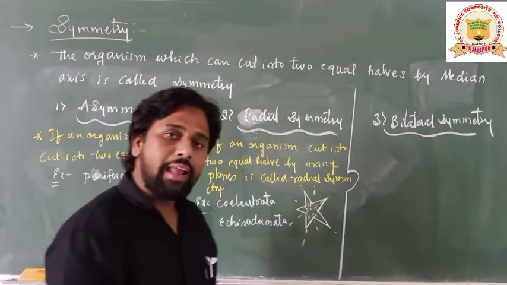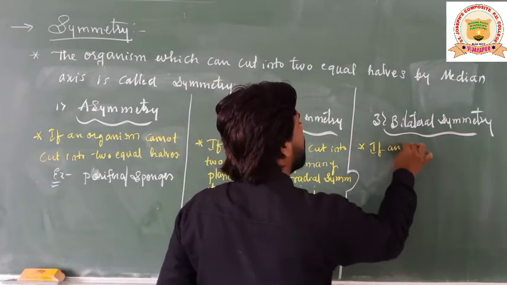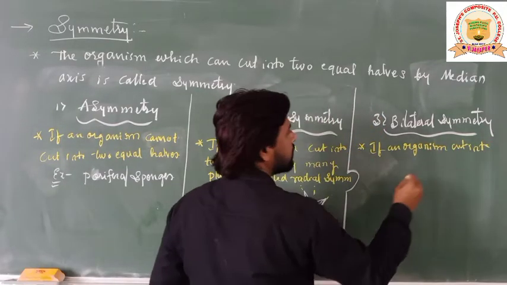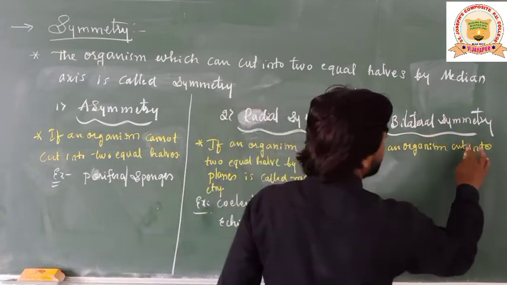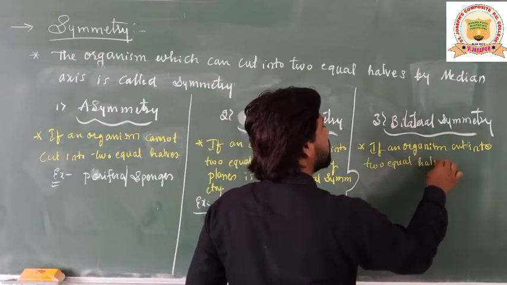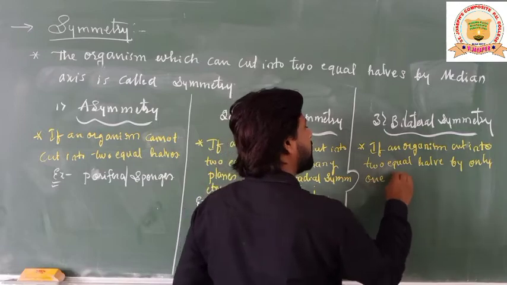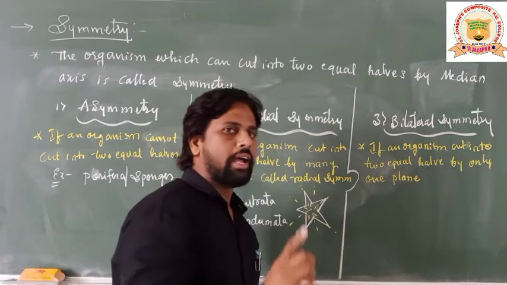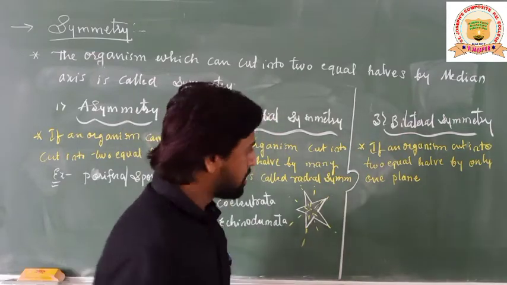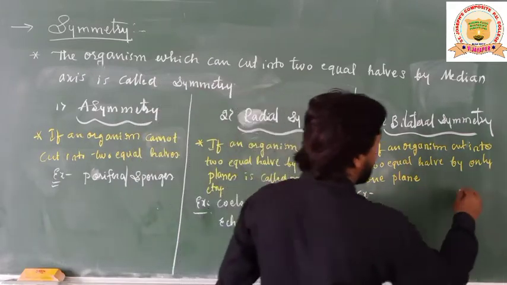Next is bilateral symmetry. Bilateral means, again the same, if an organism is cut into two equal halves by only one plane, means from only one side if you cut into two equal halves, then it is called bilateral symmetry, students. You can give an example here. Planaria, as I said already, this is the planaria.